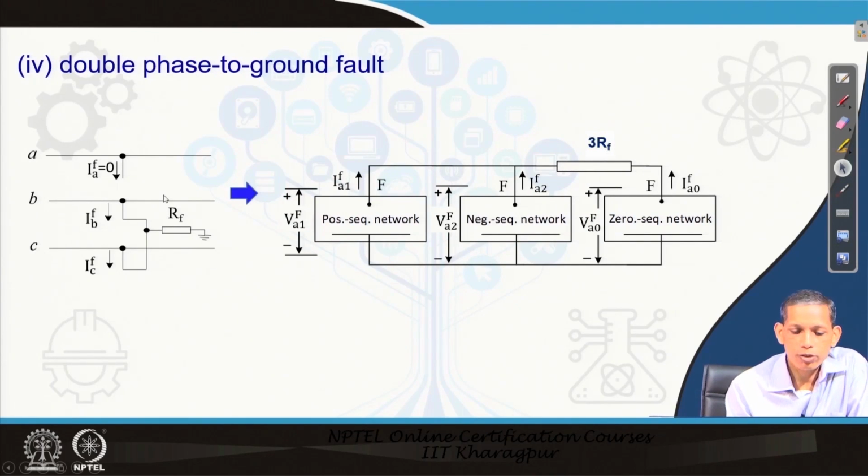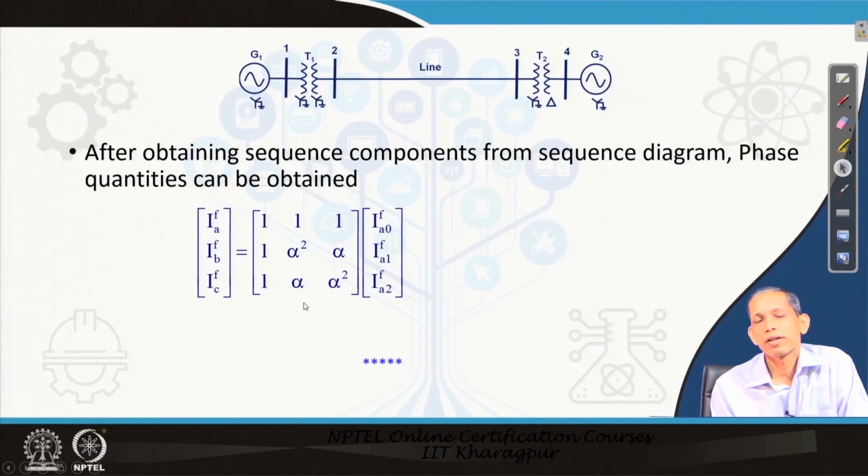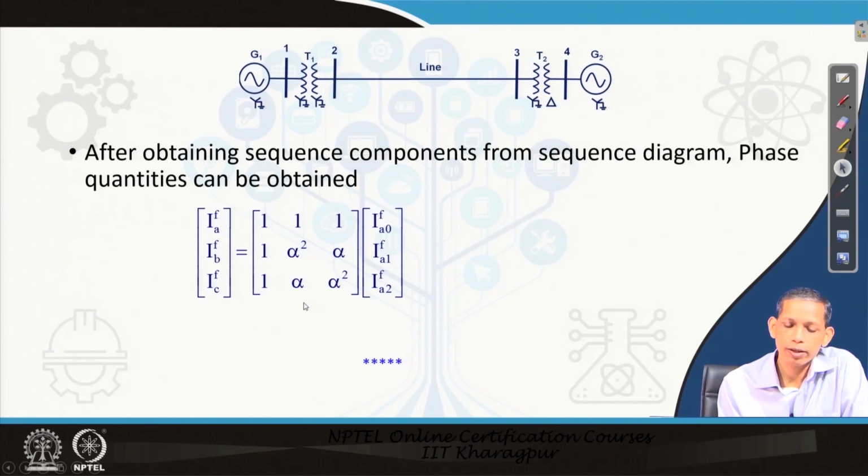The fourth category of fault which the power system encounters is the double line to ground fault, or double phase to ground fault. Here phase B and phase C are grounded through a fault resistance. In this case the positive, negative and zero sequence networks are all in parallel, and you see here that IA1 equals IA2 plus IA0 in this case. So we see that different kinds of faults have different connectivity of the sequence diagrams in terms of positive, negative and zero, depending upon the availability.